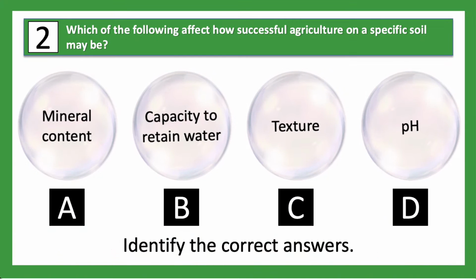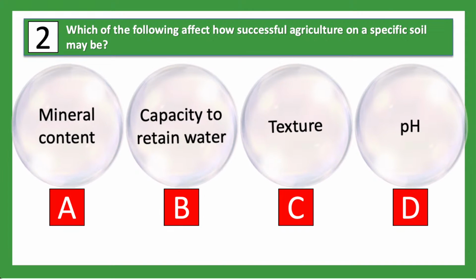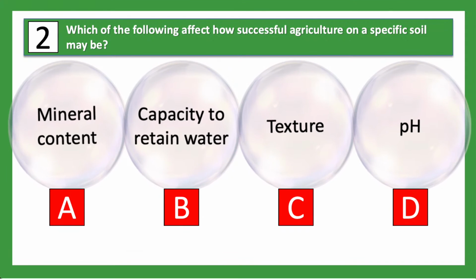Which of the following affect how successful agriculture on a specific soil may be? Let's read that again. Which of the following affect how successful agriculture on a specific soil may be? How many, if any, of those answers are correct? Let's see what answers we've got coming in. Okay, let's have a look at the correct answers for that one. In fact, all 4 of them are correct. All 4 of them apply to that question. Well done if you got those right.